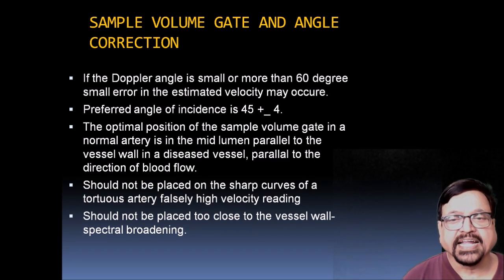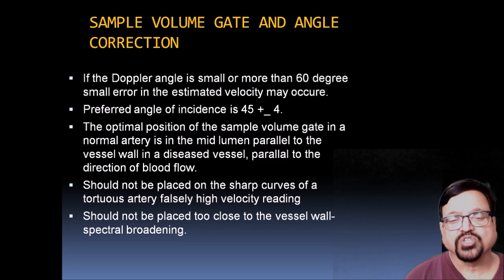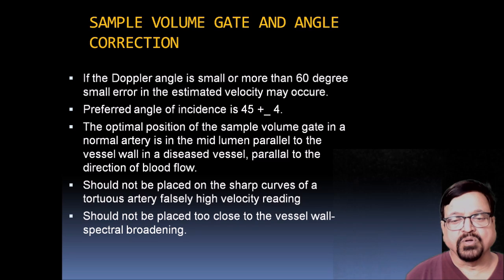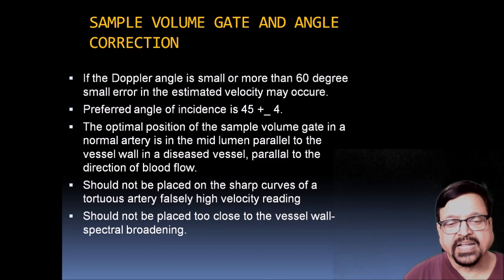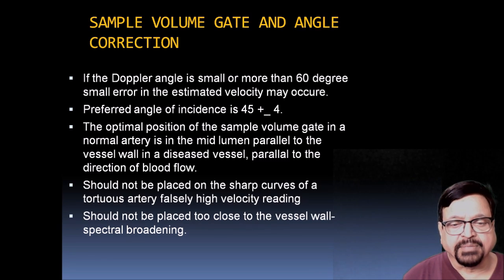Now, sample volume gate and the angle correction are a few other things. If the Doppler angle is more than 60 degrees, a small error in estimated velocity may occur. Preferred angle of incidence is 45 degrees plus or minus 4. The optimal position of the sample volume gate in a normal artery is in the mid lumen parallel to the vessel wall, in a diseased vessel, parallel to the direction of the blood flow.